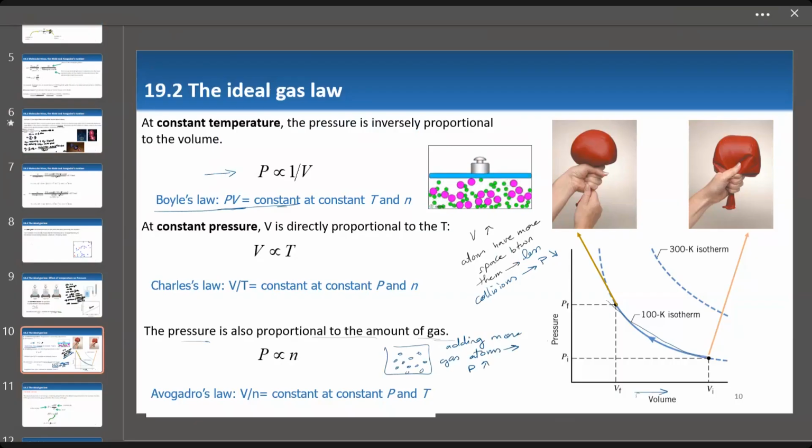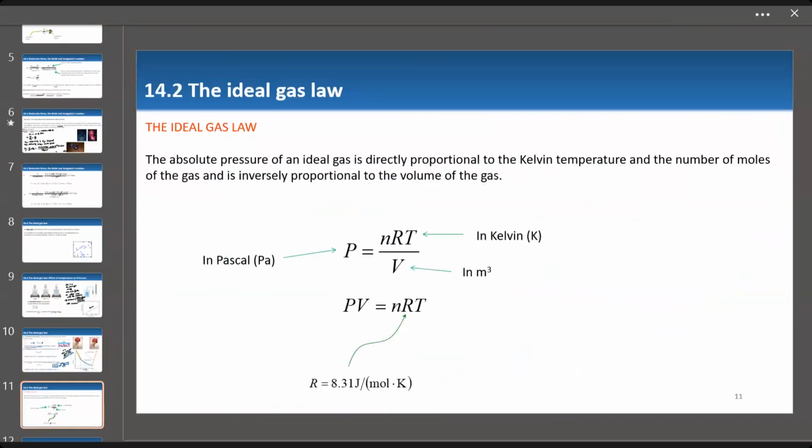So we have noticed these multiple relationships, as you can see. The pressure increase can affect the volume, the temperature increase can affect the pressure. We can link all of these experiments together in one law, which we name the ideal gas law. The ideal gas law links all of the previous experiments we studied.